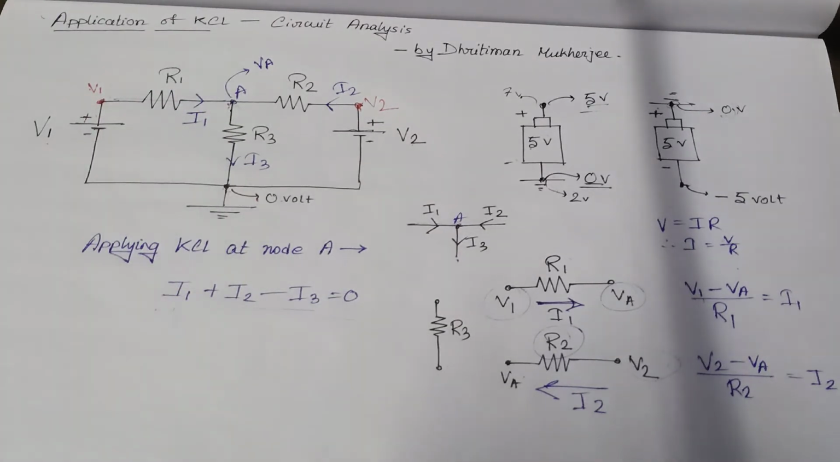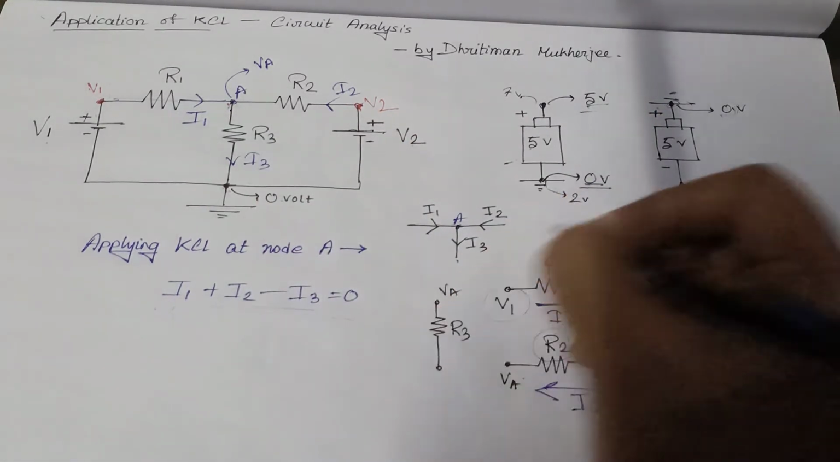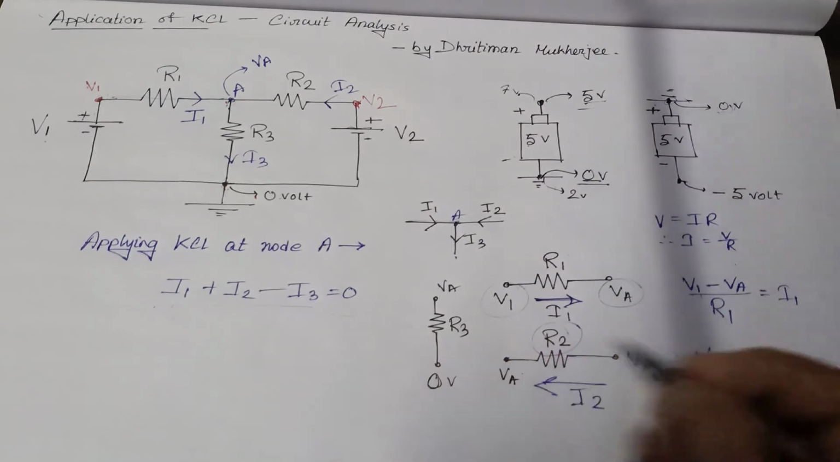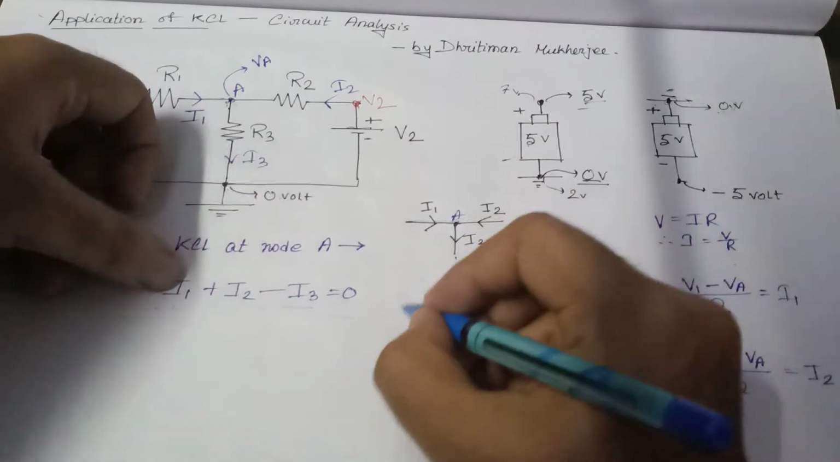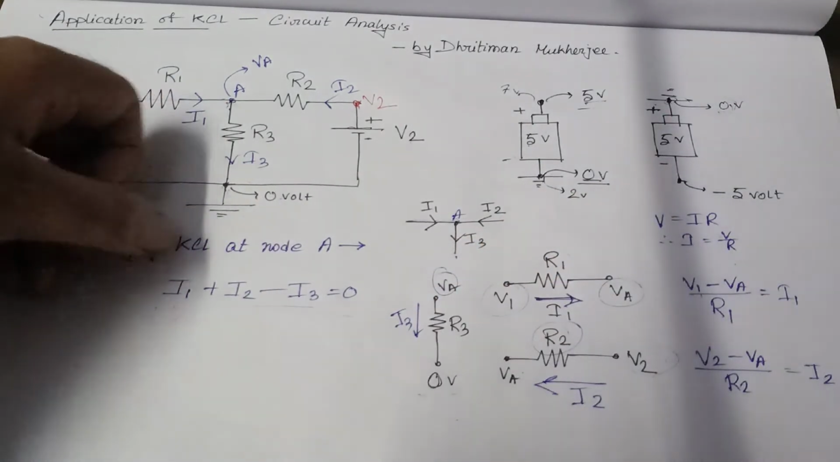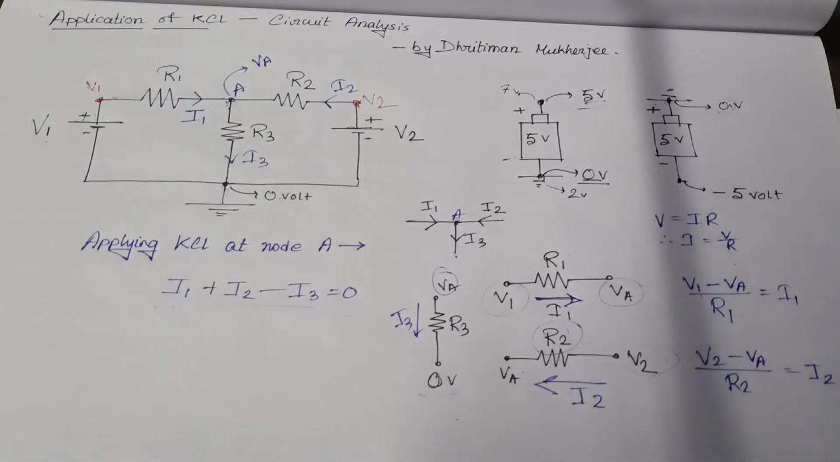So R3. Now see, this is VA, and this is 0 volt. So what will be the potential difference? The flow of current is like this, I3, so maybe this is higher potential and this is lower potential. And again I am saying these are my assumptions. It may be wrong also.